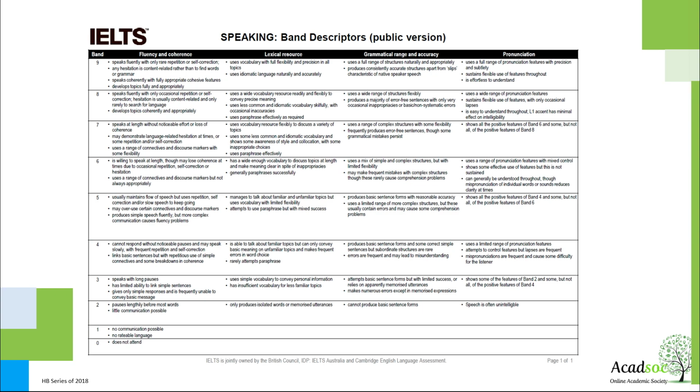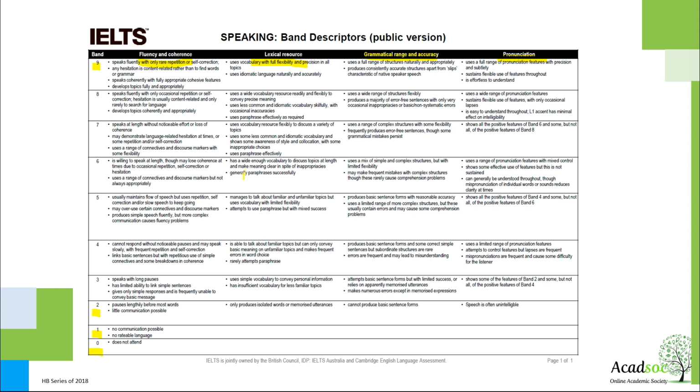Now, this is the IELTS band descriptors public version copy. This has been sent to you before the training. You can see here the band scores 0, 1, 2, 3 up to 9. And you will also see here the four criteria: fluency, lexical, grammar, and pronunciation.